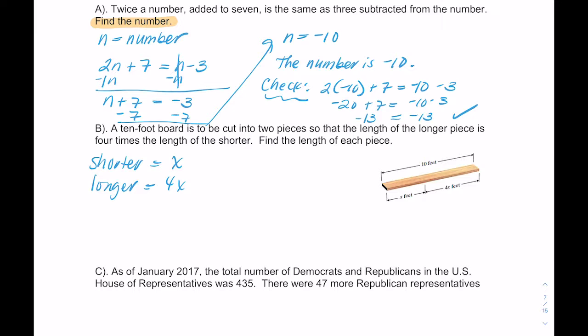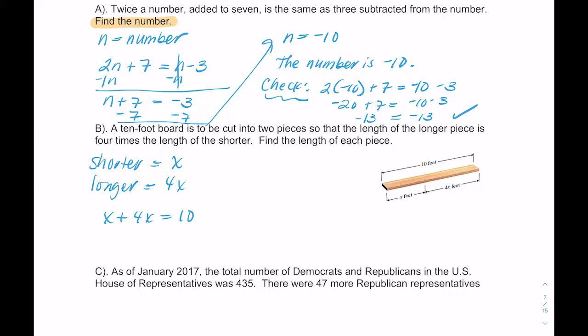If I take both of those pieces, the shorter piece plus the longer piece, it should equal 10, which is the whole length of the board. So my equation is x plus 4x equals 10. And you can see from the drawing, it's going to be this piece from here to here plus this piece equals the whole thing. And now I'm going to solve.